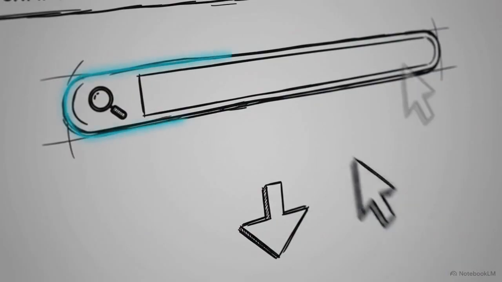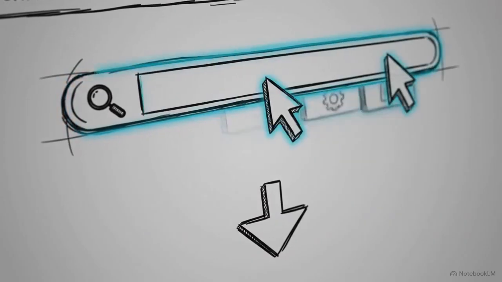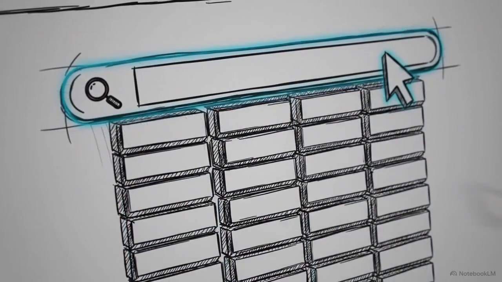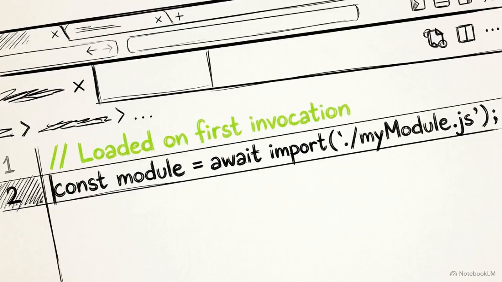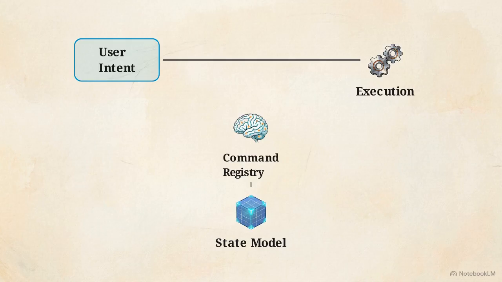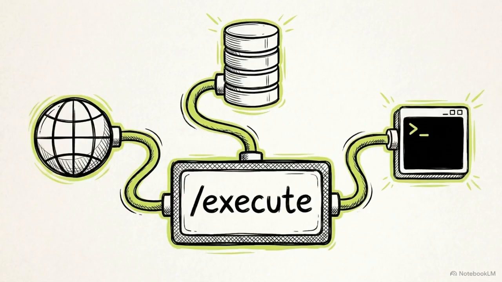This separation solves a major performance bottleneck. A command palette can eagerly load thousands of lightweight metadata records so they are instantly searchable, while the heavier execution logic is lazily loaded only when the user invokes the command. By combining a strict state model with a centralized command registry, you decouple the user's intent from the application's execution. You establish a stable foundation that any external integration can reliably interact with.